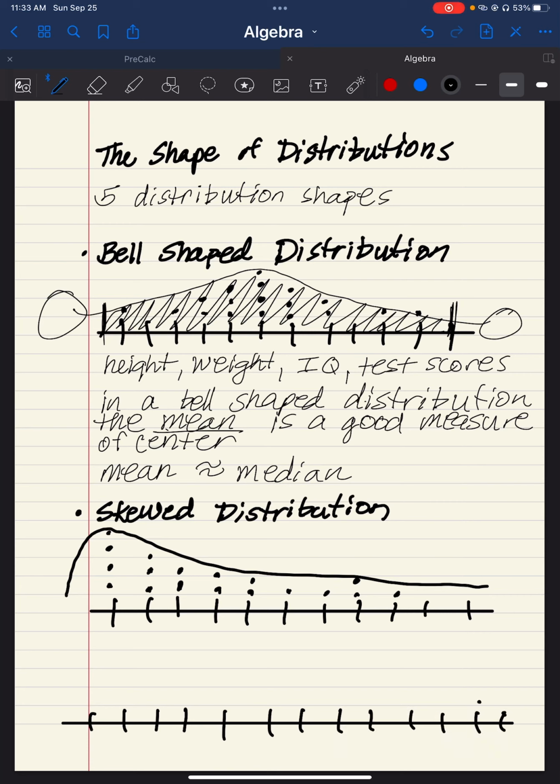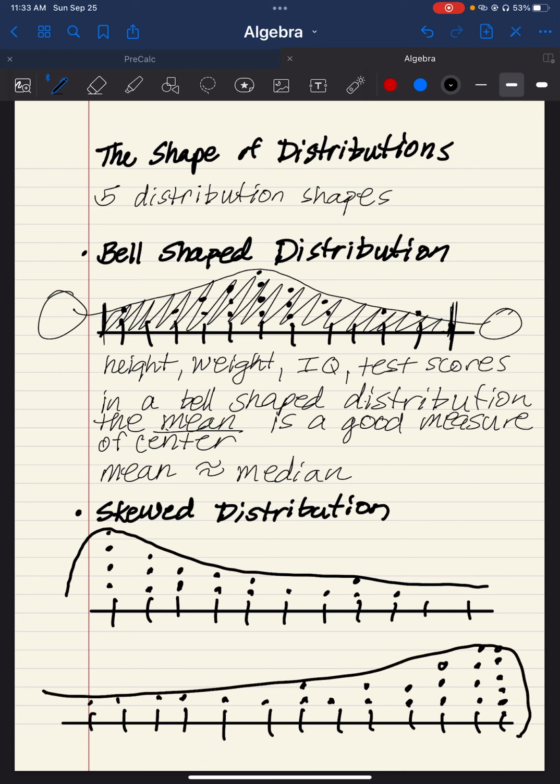And you can also have a distribution line up. You've got these values kind of on the right, kind of cluster, and then they kind of decrease in frequency as you go to the left. So this is kind of what it looks like. So we have our skew going the other way.